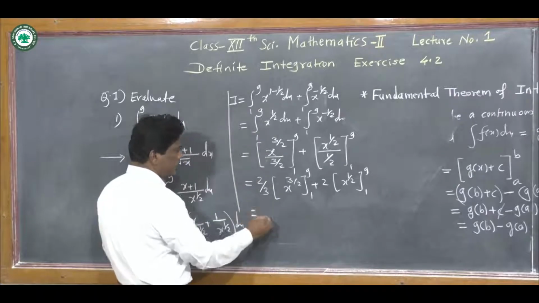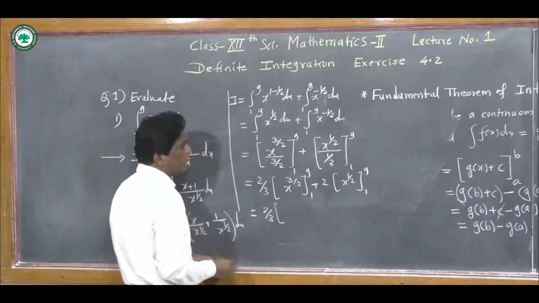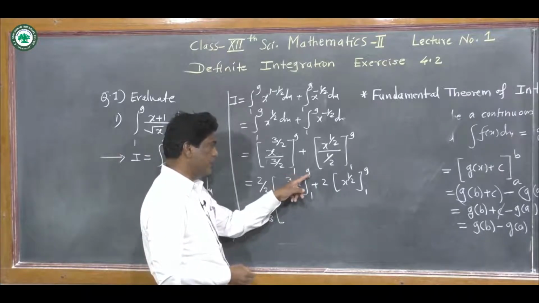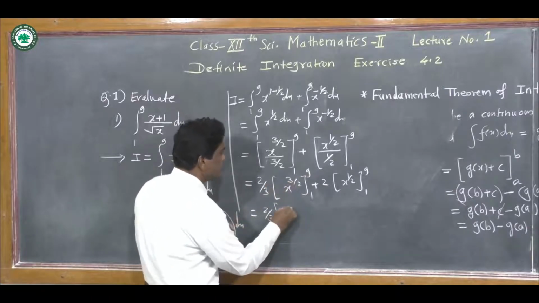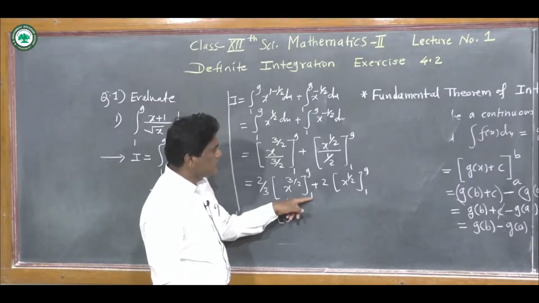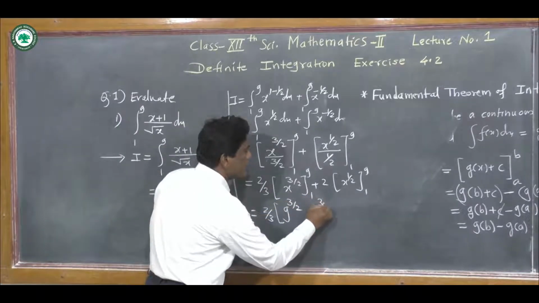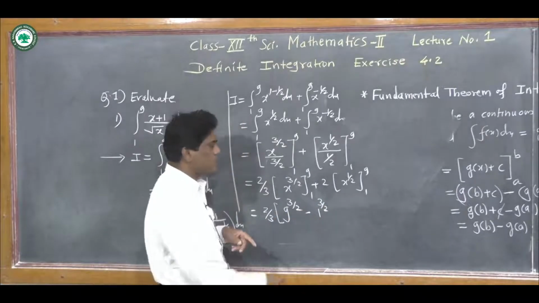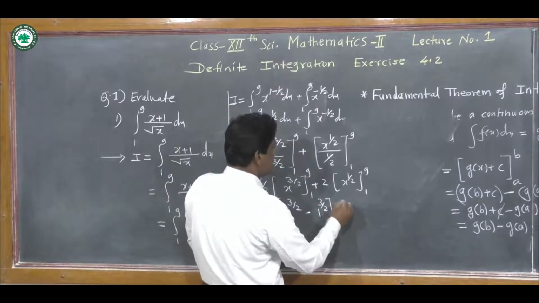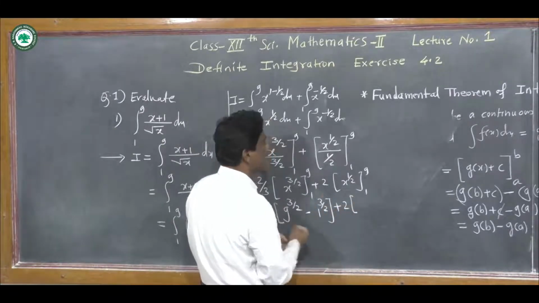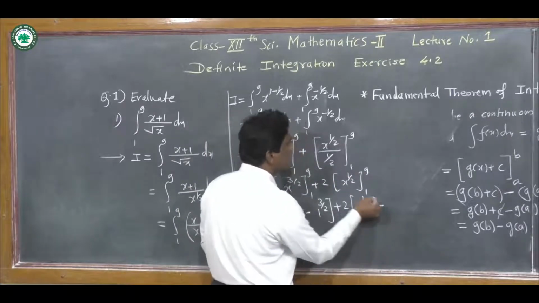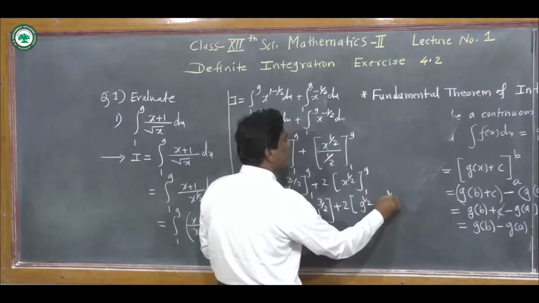So it is equal to 2/3 in bracket. Here put the value of x as 9. Firstly put upper value 9, so 9 to the power 3/2. Then put lower value x as 1, so 1 to the power 3/2, and here take sign minus. Plus here 2 as it is, 2 in the bracket. Here put the value of x as 9, so 9 to the power 1/2. Middle sign is minus. Then put x as 1, so 1 to the power 1/2.